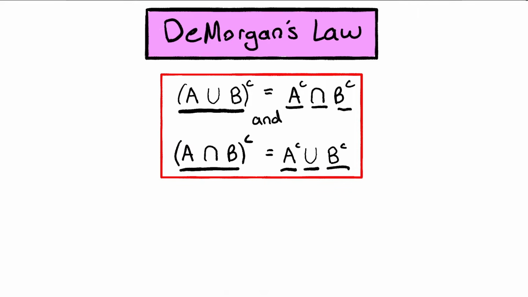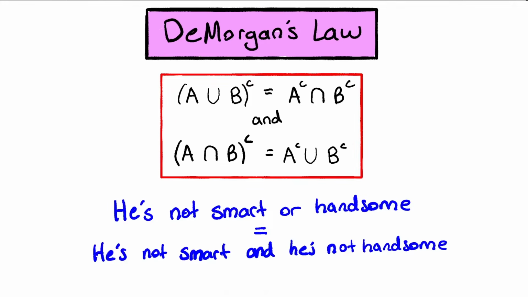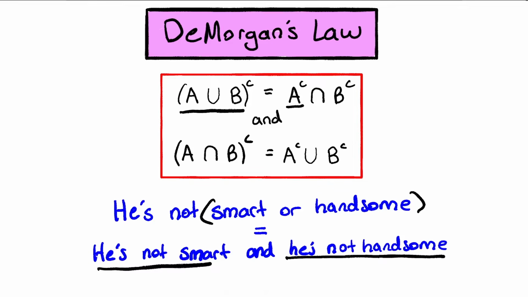Now let's look at some English examples to see how this makes sense. So if you were looking for the complement of he's smart and handsome, so you'd say he's not smart or handsome, that's the same logical equivalent in English to he's not smart and he's not handsome. So right here we had our A union B complement is the same as A complement and B complement.